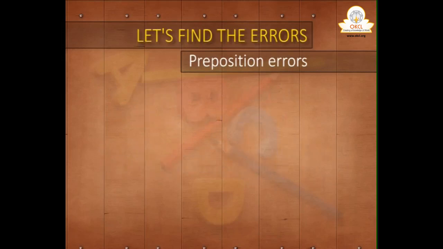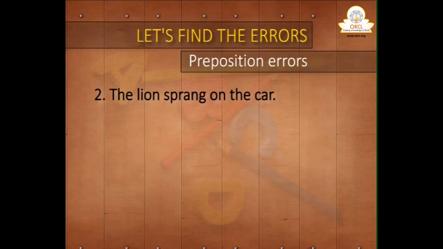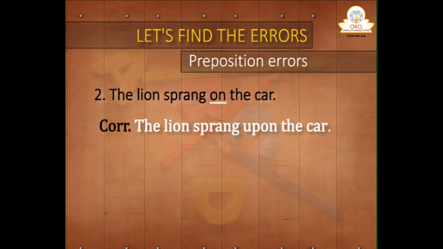The lion sprang on the car. Sprang doesn't take on. It is upon. Sprang upon the car. Let's see what is the next error.